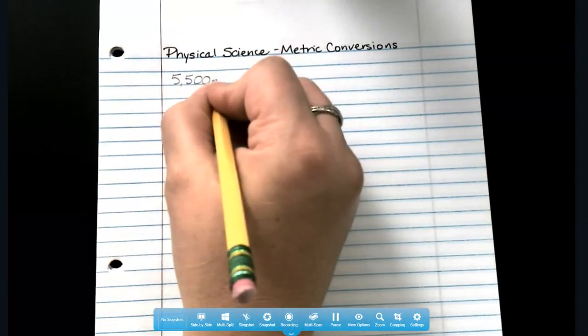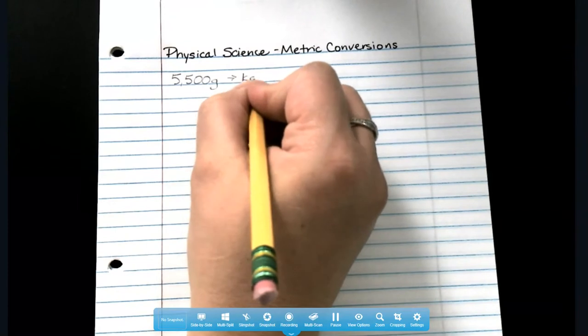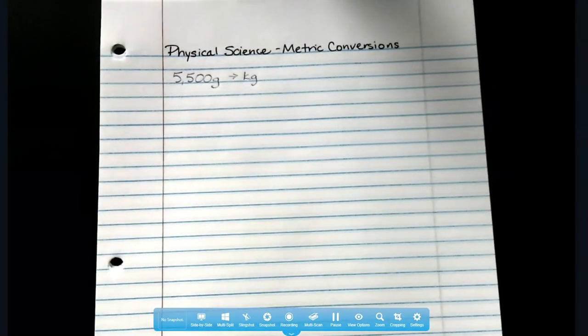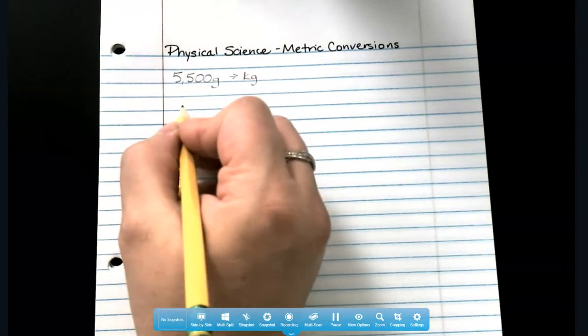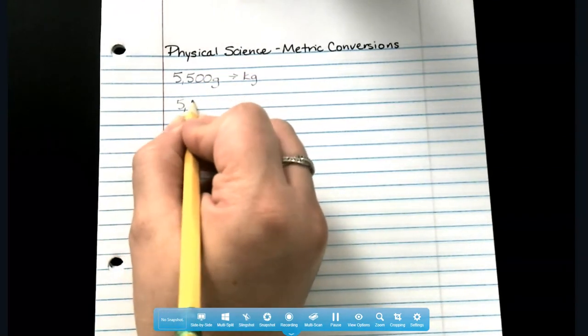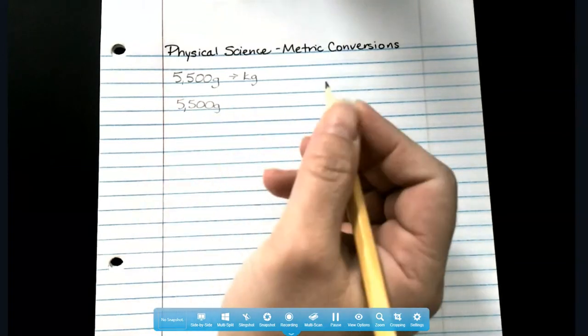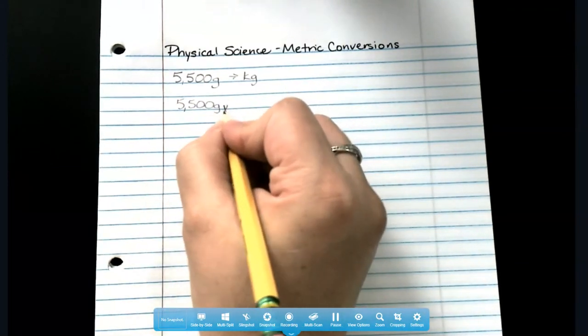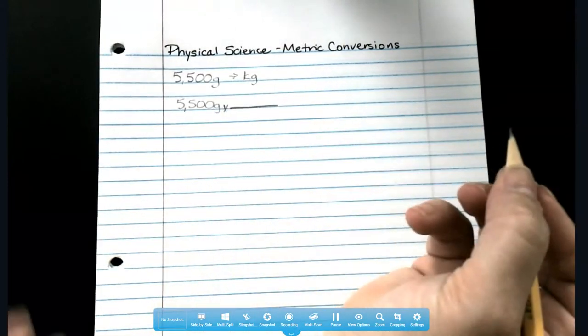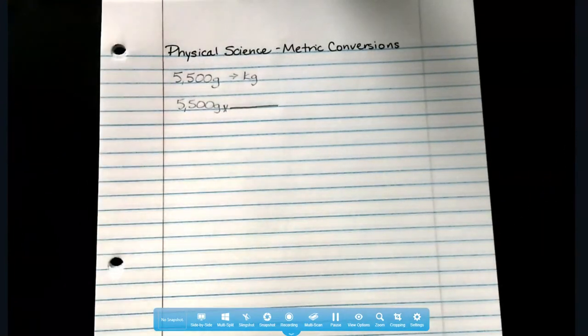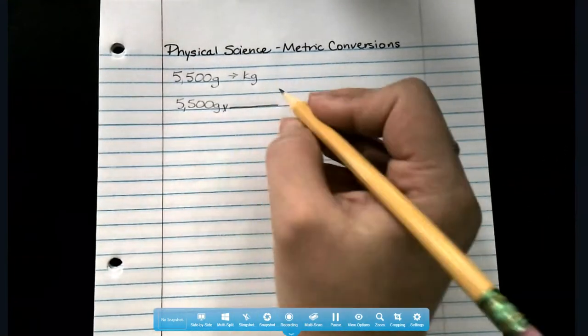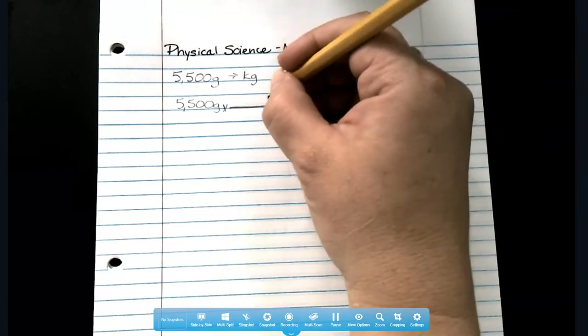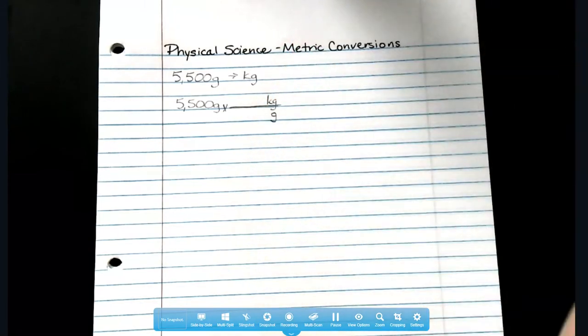5,500 grams to kilograms. So if you remember in our previous lectures we talked about following those steps. We're going to start with what do we know? So in this case, the 5,500 grams. We're going to set our problem up just like we always do. And then from there, we want to get rid of the grams, so we put the grams on bottom, and we can go straight to kilograms.